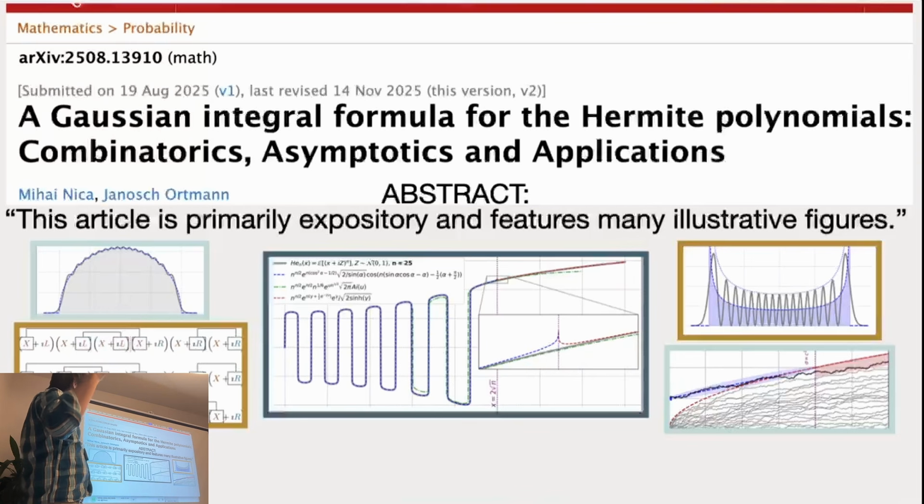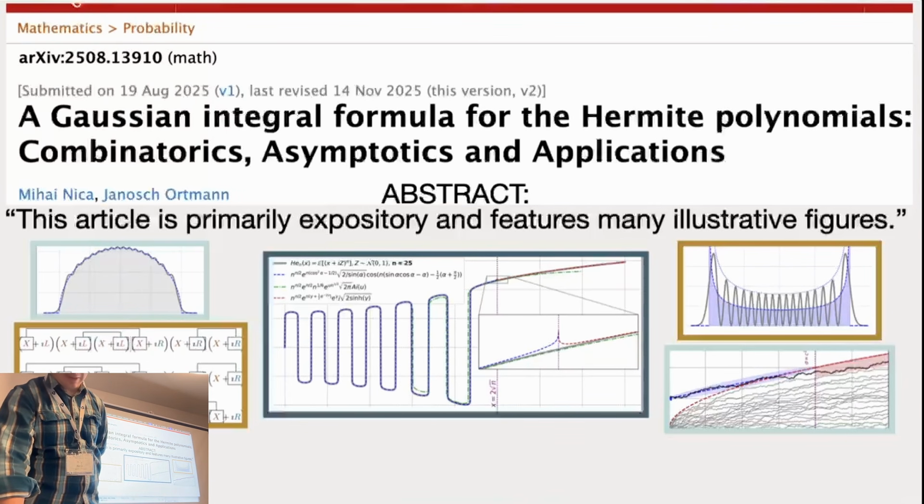And we discovered this nice formula for the Hermite polynomials that, if you're a probabilist, just makes everything way easier and way nicer. And it explains all these things. And I'd worked with the Hermite polynomials before, and they were always kind of annoying. And now I feel like I finally get them. And so we wanted to share that with the world.